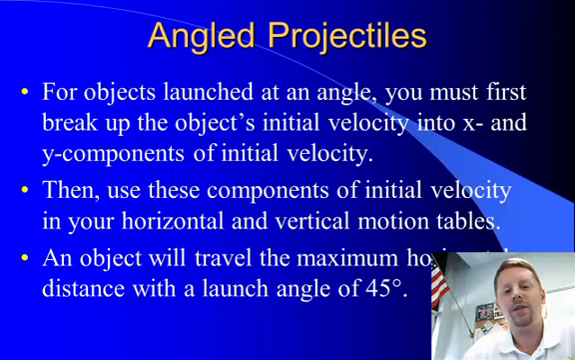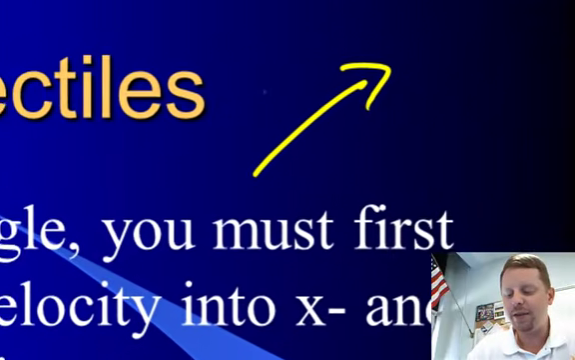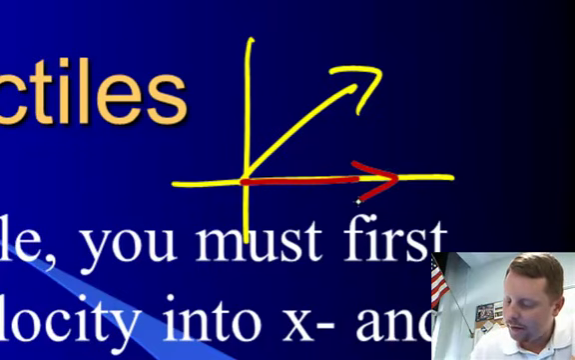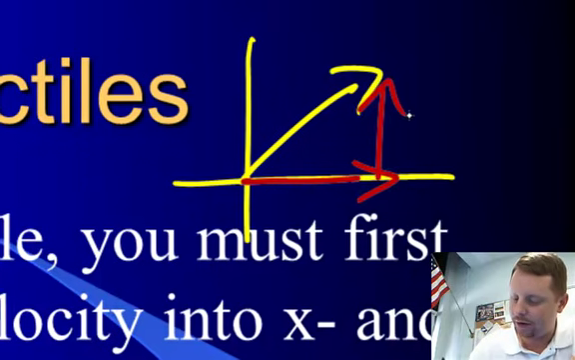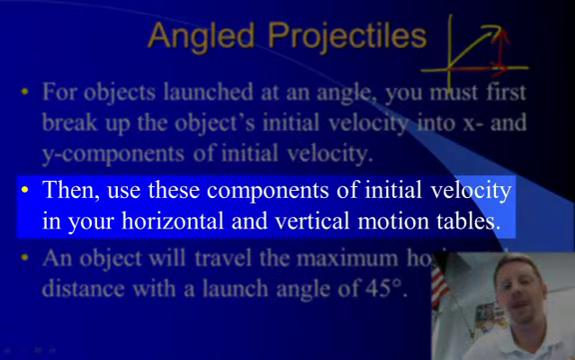For objects that are launched at angles, however, we occasionally have to do another step first. We're usually given something like an initial velocity at an angle. Well, how do we deal with that? What we're going to do is break that up into components. A component that runs along the x-axis and a component that runs along the y-axis. Then we'll use those components as the initial velocities in our horizontal and vertical motion tables.